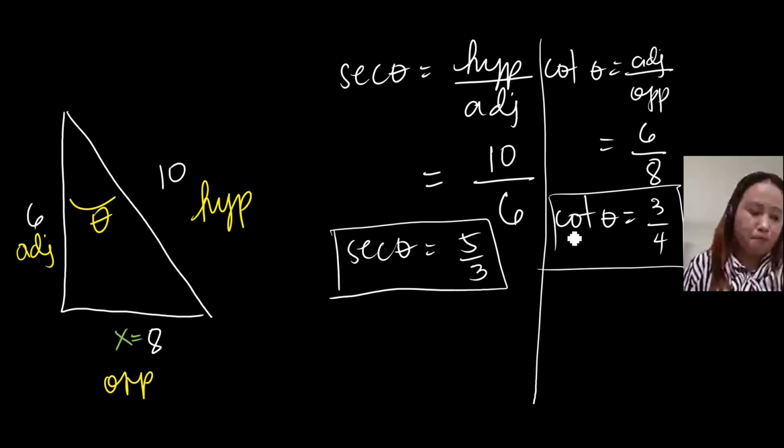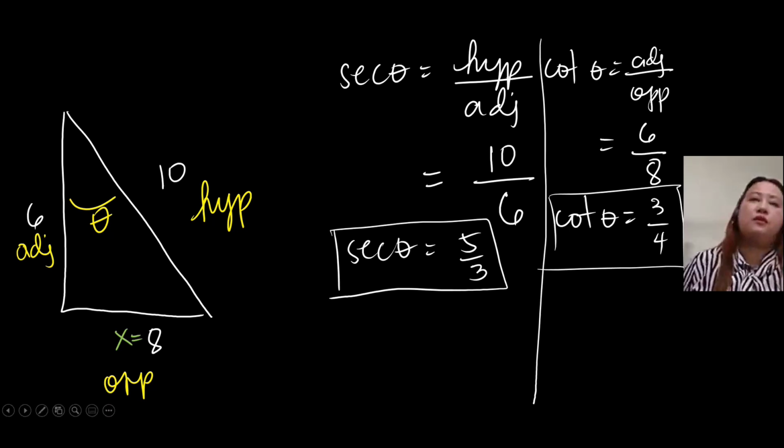So we'll go back to the PowerPoint. So these are the six trigonometric functions. And prior to this, we solved for x using the Pythagorean theorem.